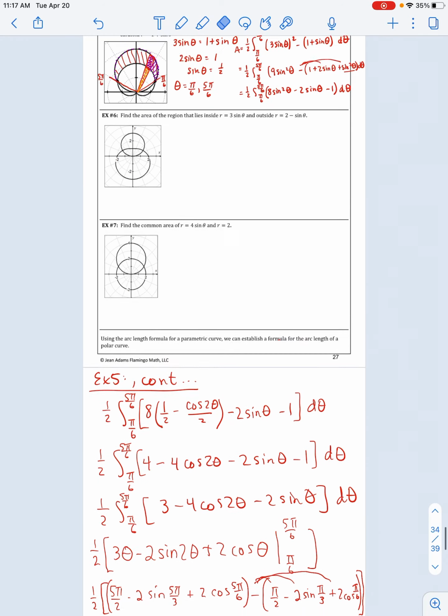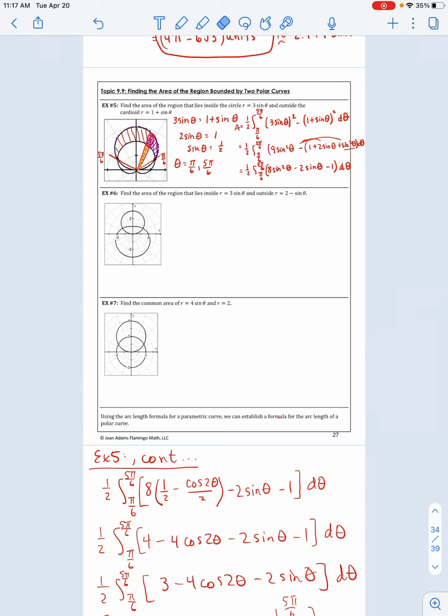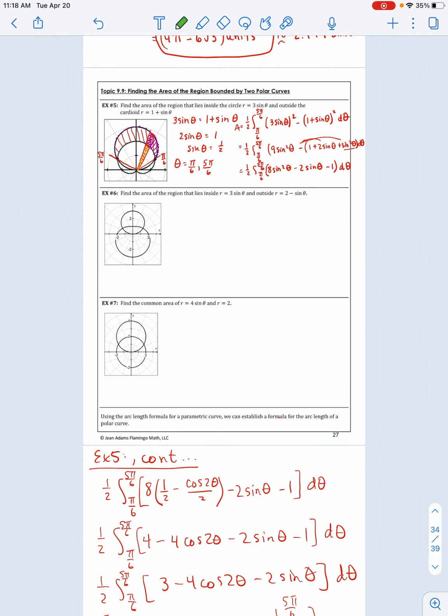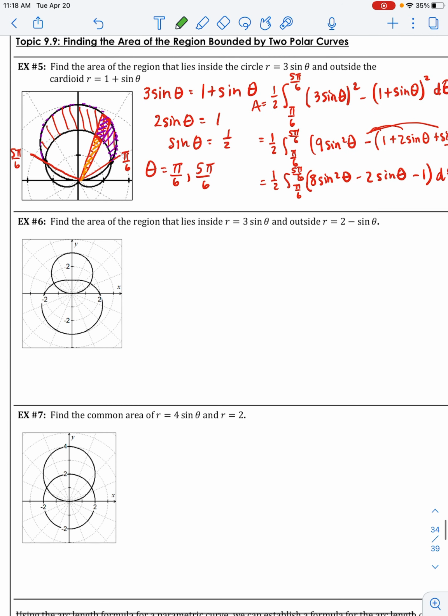All right, so I'm just going to erase these little triangles that I used so they don't get in the way for our other 2 examples. Example number 6. I'm going to do it in a different color, let's do green. Find the area of the region that lies inside r equals 3 sine theta and outside r equals 2 minus sine theta.